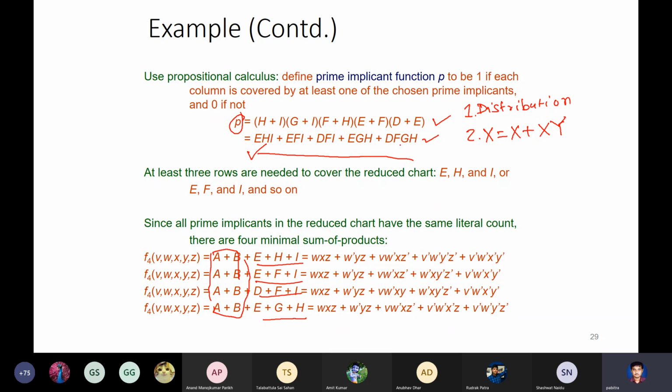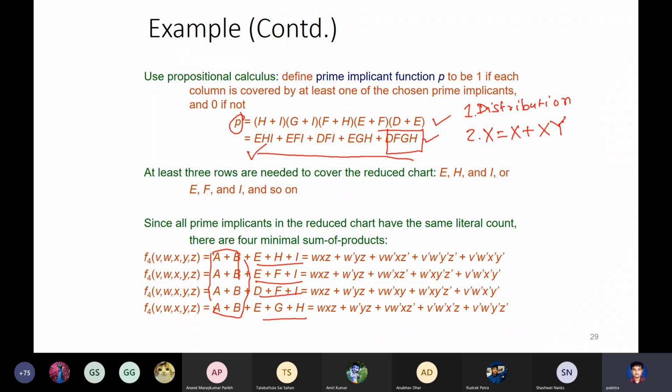Can you tell me why I have left out DFGH? So all of these are equivalent. All of these are valid formulas. Why have I left out DFGH? That contains strictly more terms than the others. So that's not a minimal realization. I am reducing the number of terms. So these three are the minimal realizations. This method is known as Petrick's method.